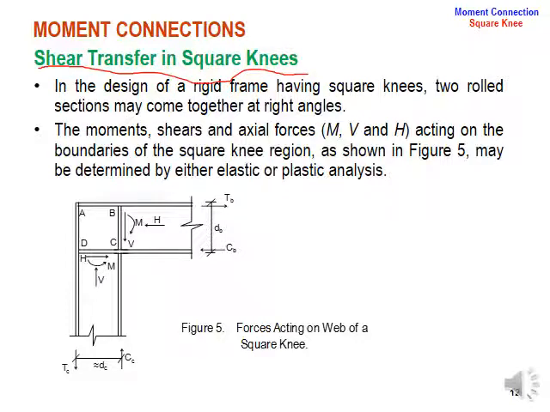In the design of a rigid frame having square knees, two rolled sections may come together at right angles. You have this beam and this column, and at a right angle in the square knee, they are going to be connected with each other. The moments, the shears and the axial forces, capital M, capital V and capital H, from now onward these designations we will use. These are acting on the boundaries of the square knee region as shown in the figure, and may be determined by either elastic or plastic analysis.